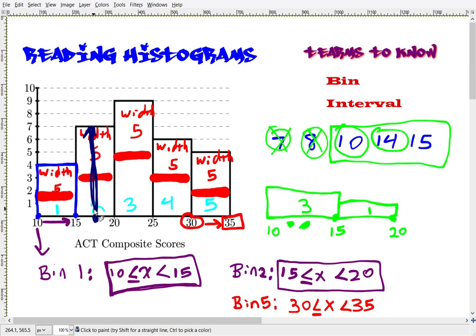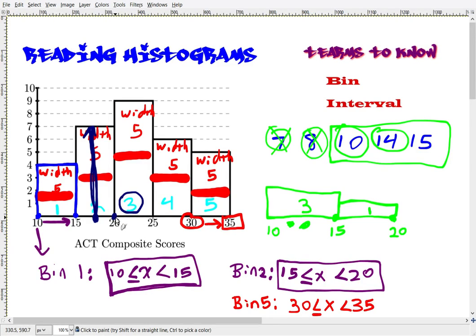Do we know the exact number? No, but we definitely know that it cannot be any more than 7. Now, if we ask the question, how many people could have gotten the score 20, the important thing to remember is that this 20 does not get counted in bin number 2. Instead, it gets counted in bin number 3.